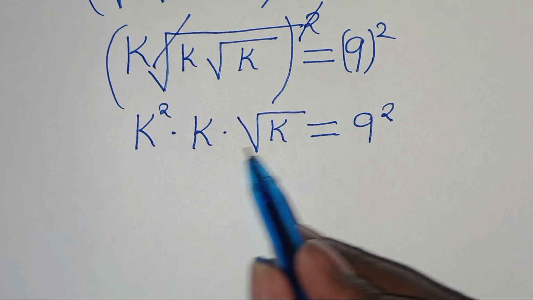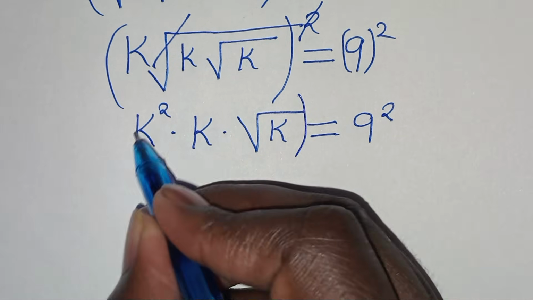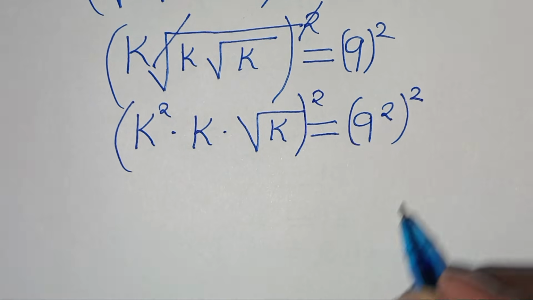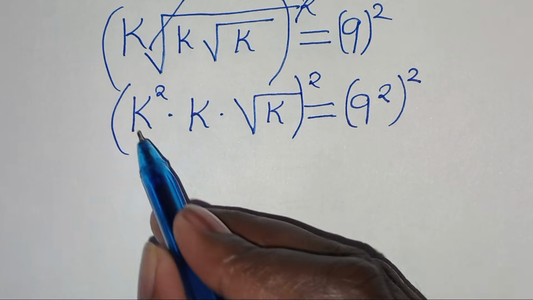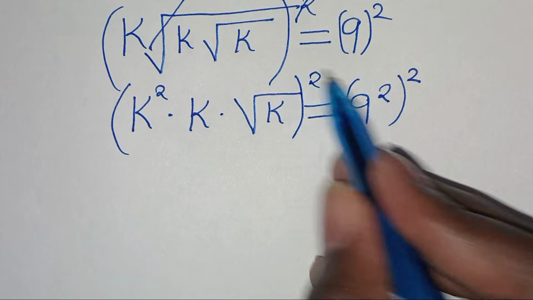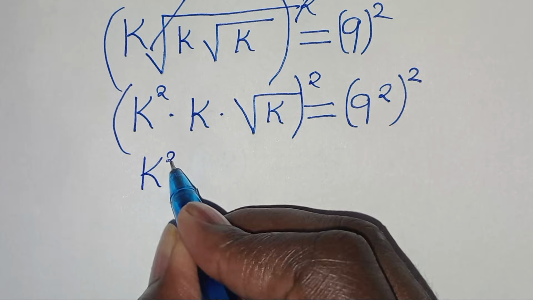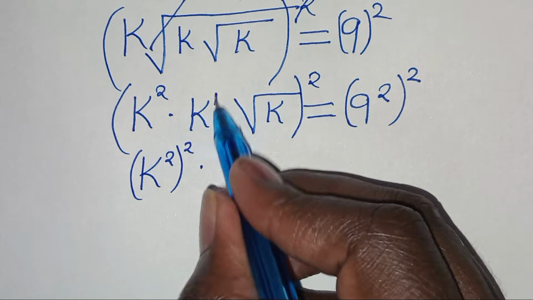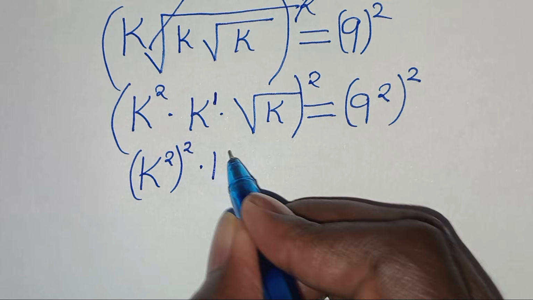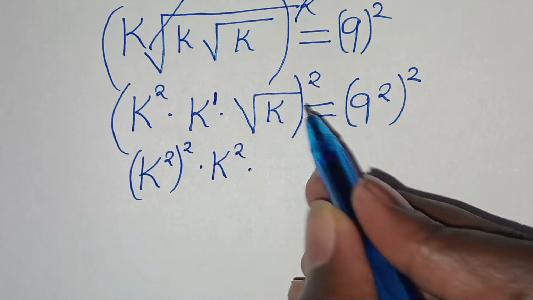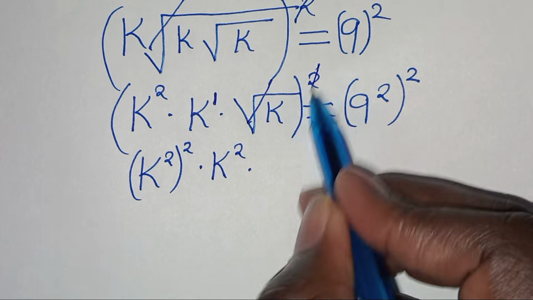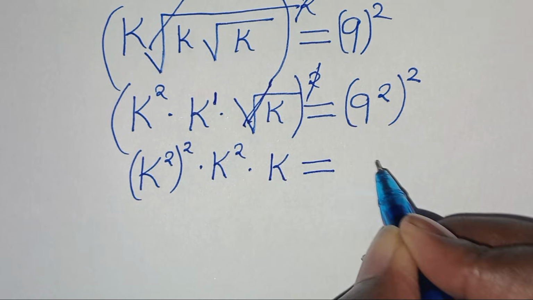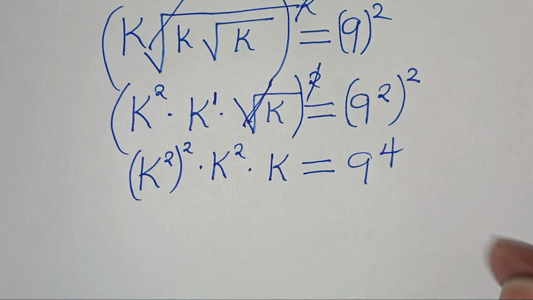The next step from here, let's square both sides again, so that now we have k to the power of 2 raised to the power of 2, times k to the power of 1 raised to the power of 2. So this is k to the power of 2 times, now let's eliminate the third square root sign, so this is times k. This is equal to 9 to the power of 4.